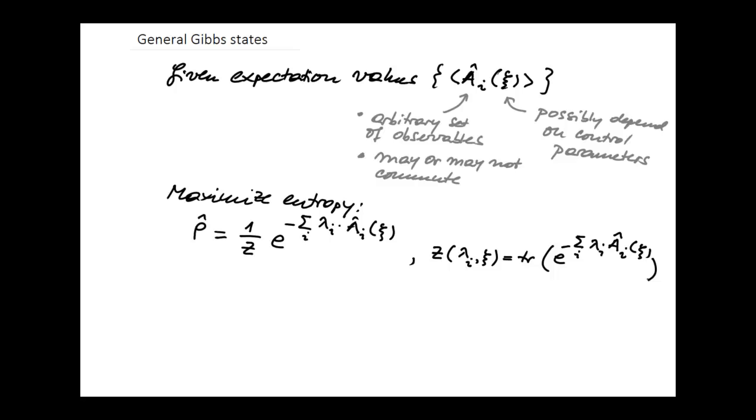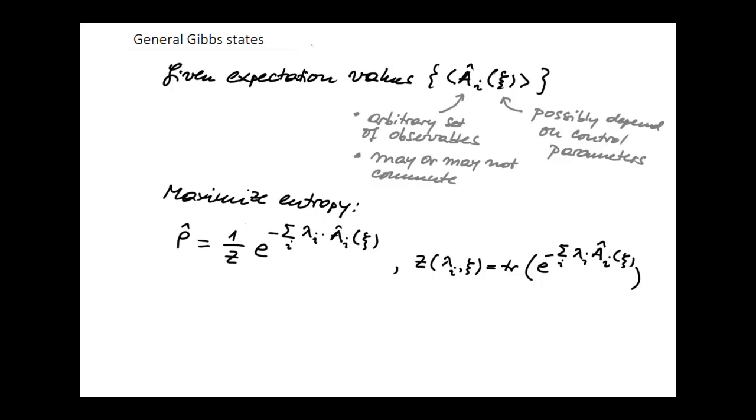It has exactly the same structure as before. Of course, you can immediately see that this density matrix is correctly normalized, in the sense that the trace of rho is 1. Because when you take the trace of rho, you have the trace of the exponential divided by Z, but Z itself is the trace of the exponential. So you divide the trace of the exponential by the trace of the exponential. This is obviously equal to 1. So clearly Z has the purpose of guaranteeing the normalization of your density matrix.